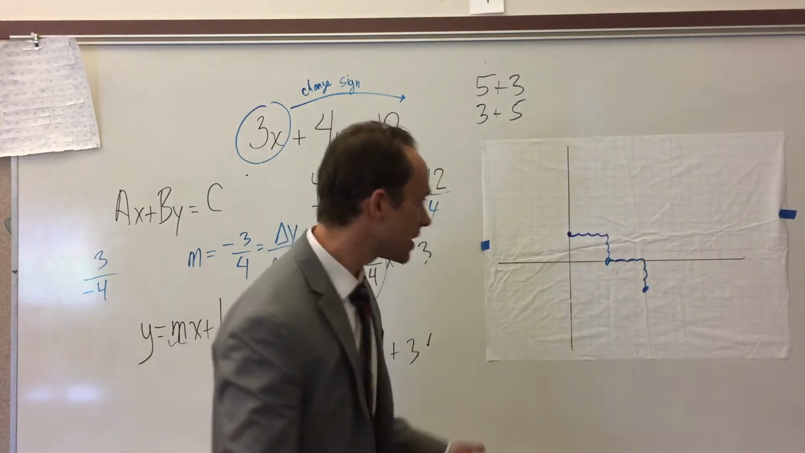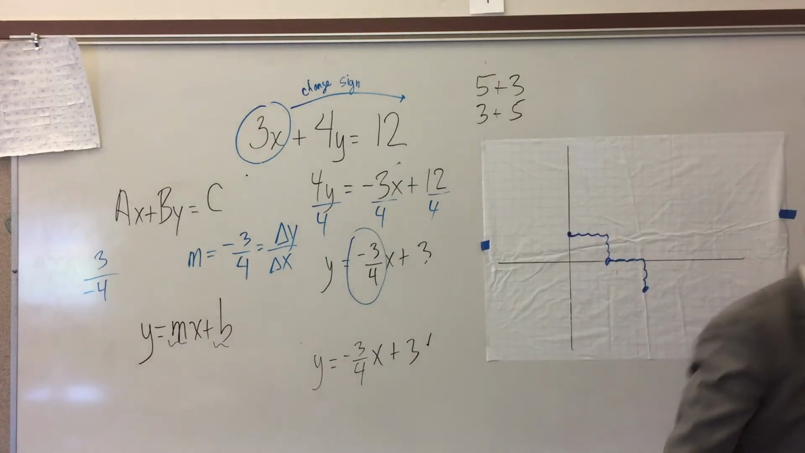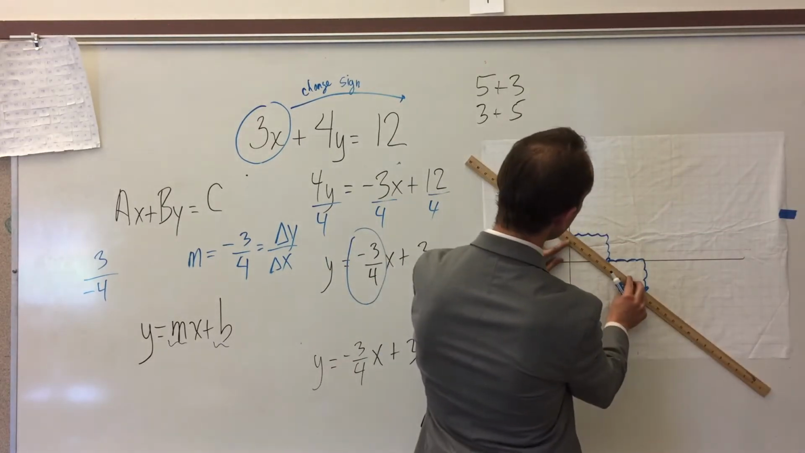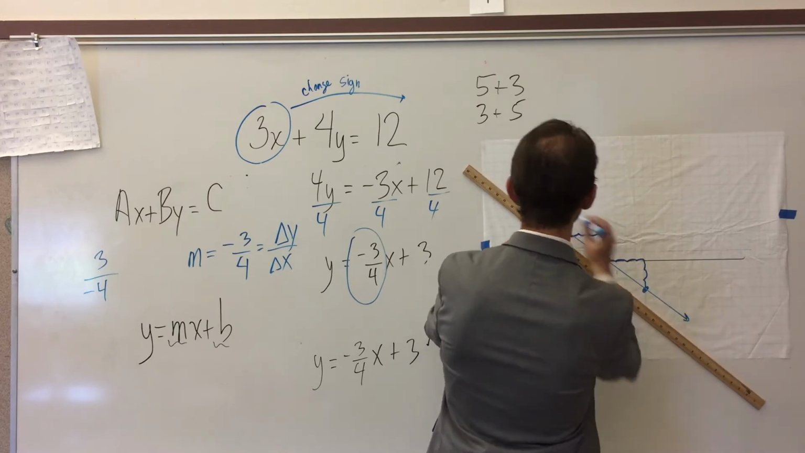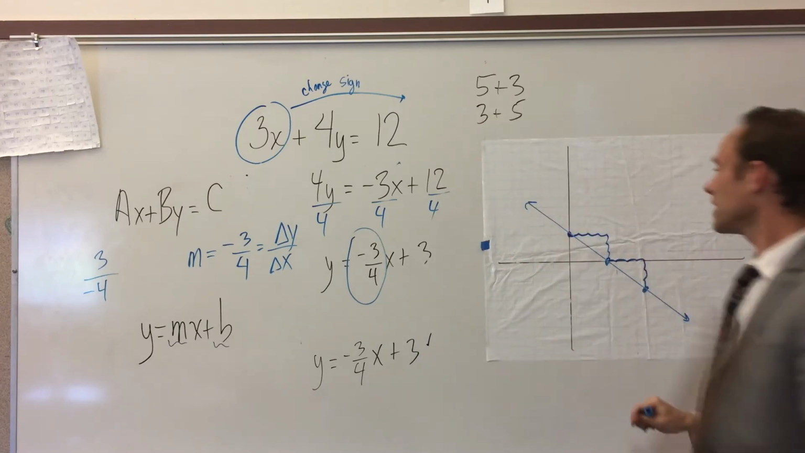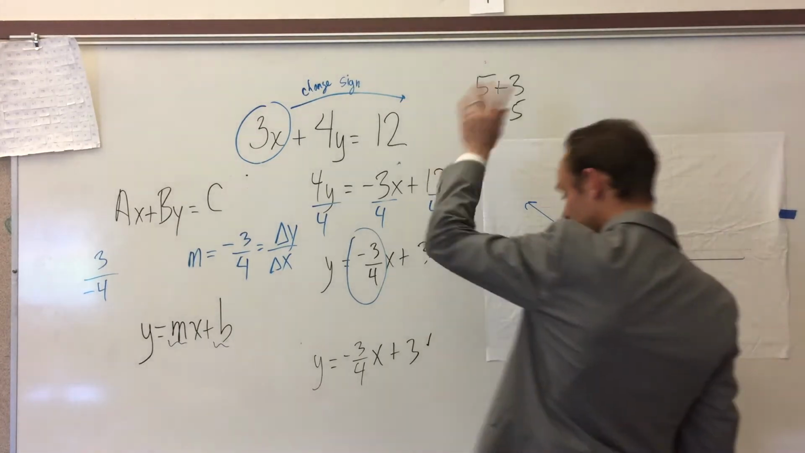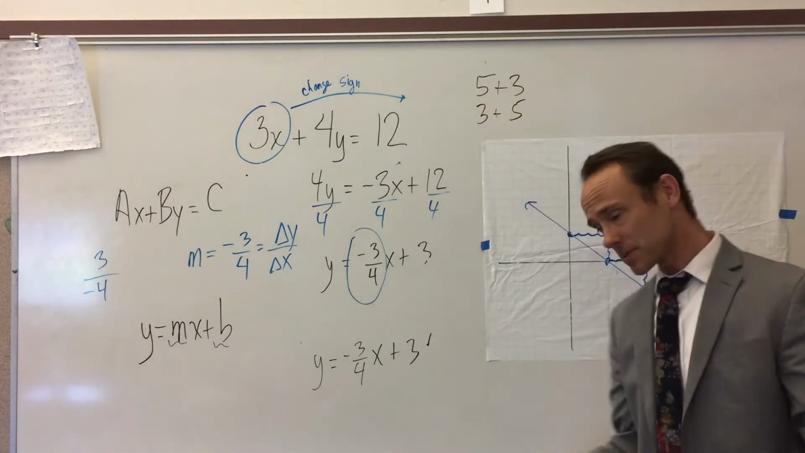3 points, plenty for a line. 2 points is all you need for a line, but I'm going to graph 3, and we are here, and boom. That is how you graph a line given something in slope-intercept.